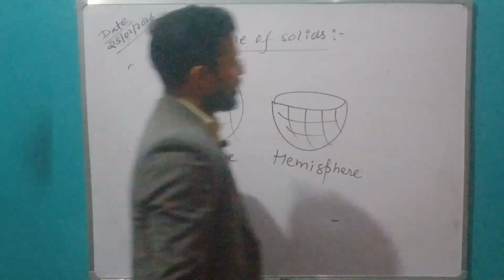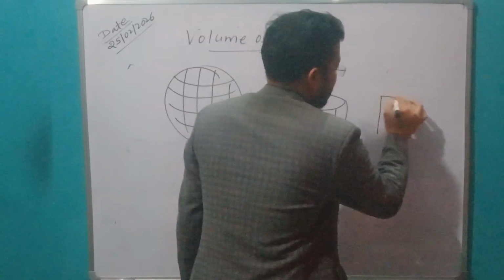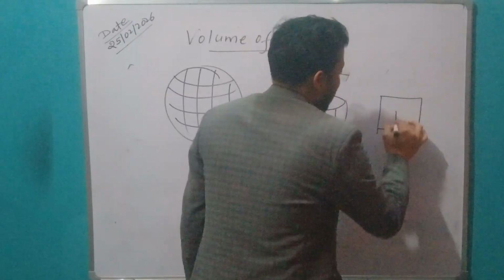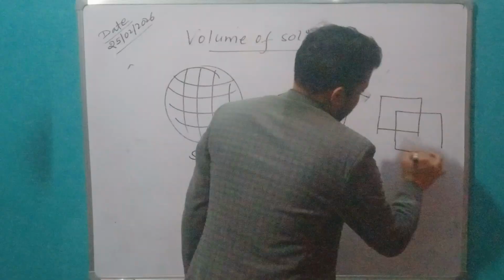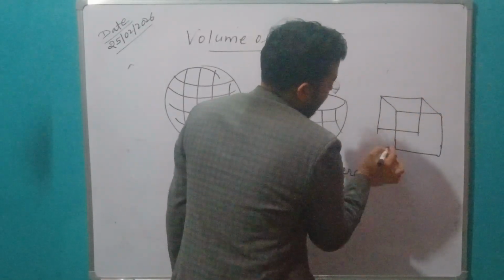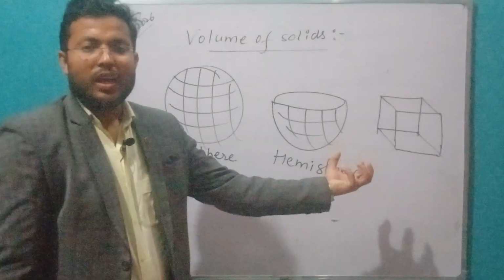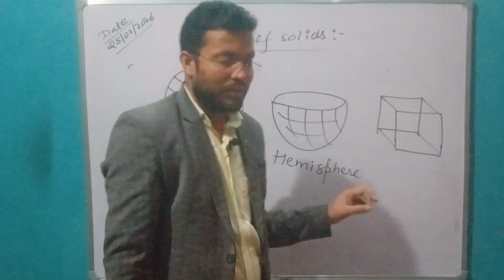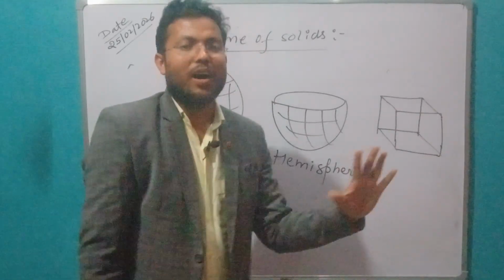And the next figure is just like this. Here all the sides, length, breadth and height, are equal. Then you get this figure, which is the cube. This is a 3D figure because it has length, breadth and height. All these three lengths are equal.